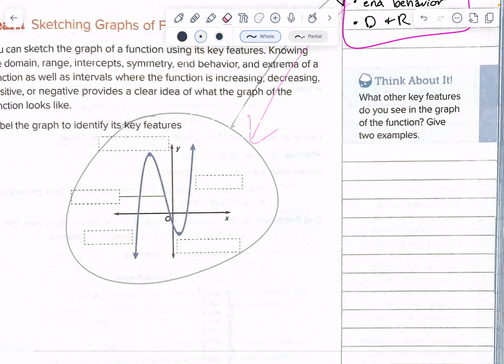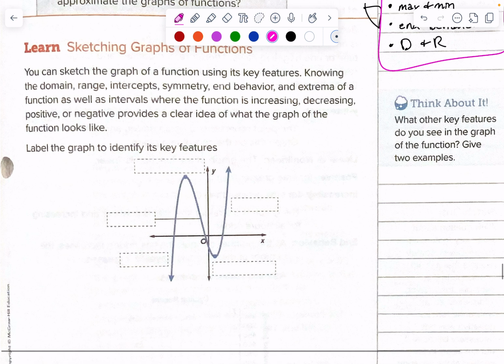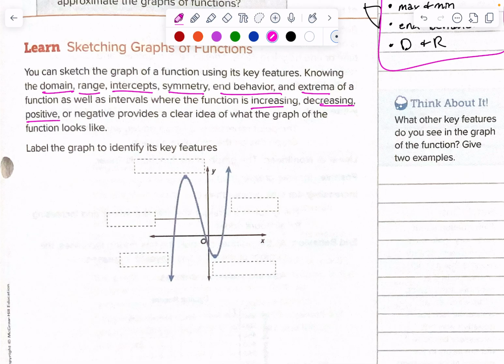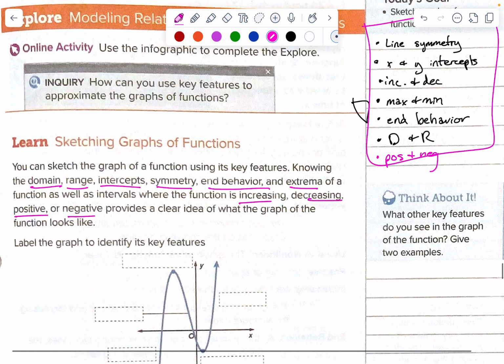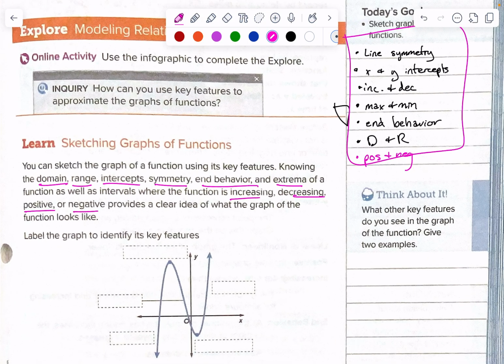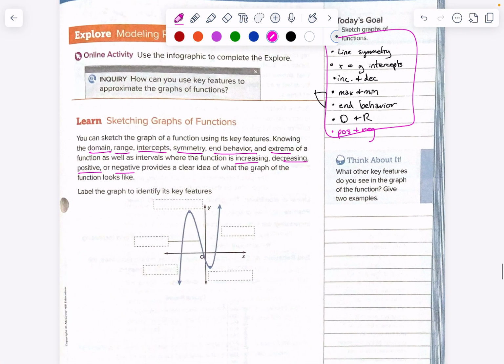So they have here sketching graphs of functions. It says you can sketch the graph of a function using key features: knowing the domain, range, intercepts, symmetry, end behavior, extrema, increasing, decreasing, positive, negative. We should add that to the list. Positive and negative, those things all can tell me what graphs are. So it says label the graph to identify its key features.